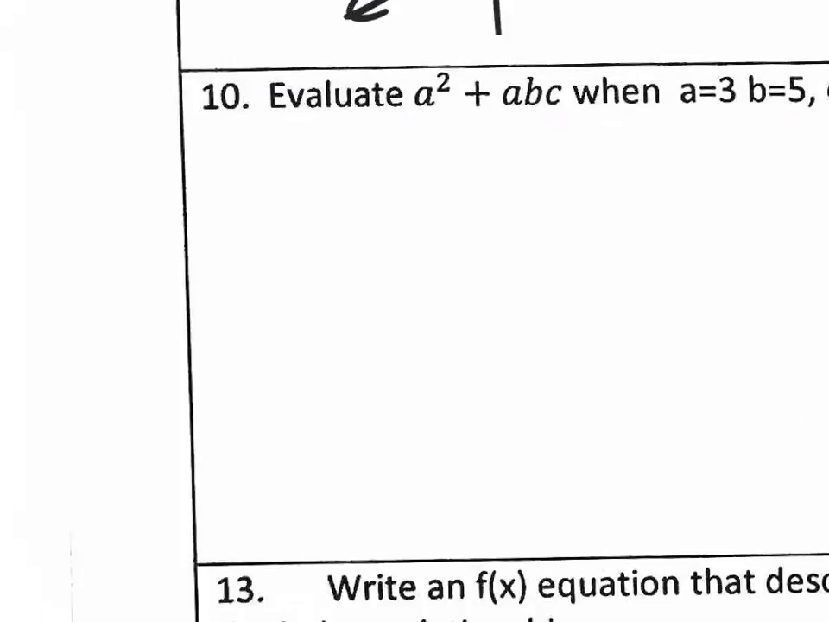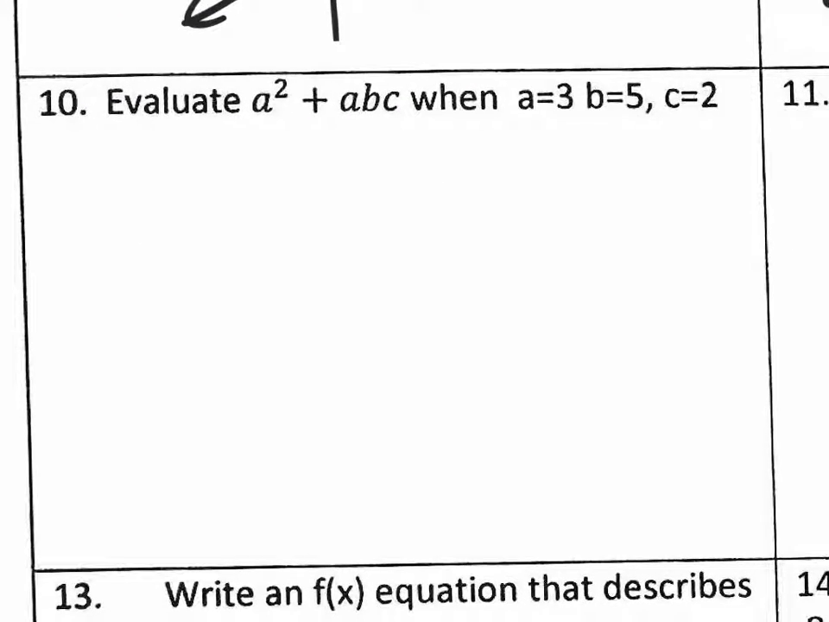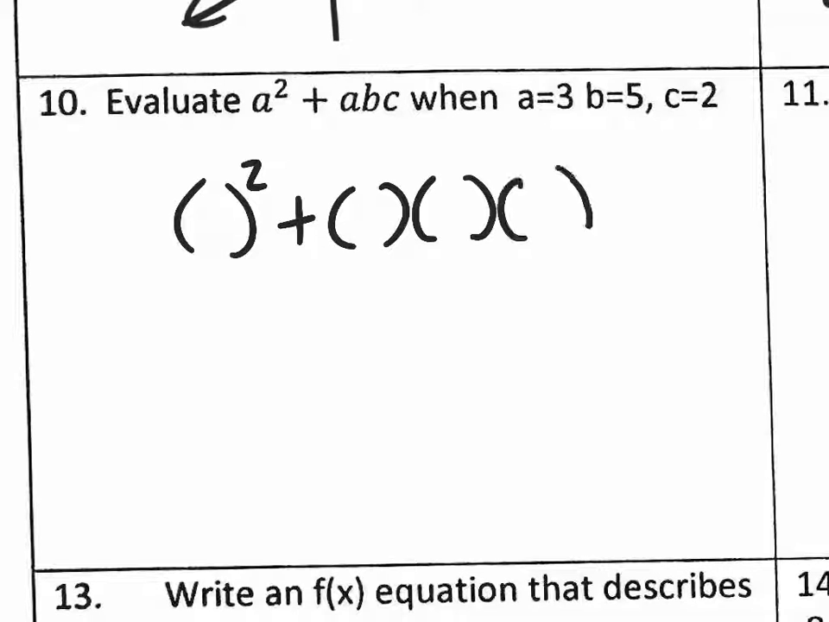Looking at number 10 here. Another evaluating problem. Again, what do? Plug it in. I recommend writing parentheses instead of the variables. Instead of a squared, put parentheses squared. Instead of plus ABC, put parentheses, parentheses, parentheses. Then plug in your values.